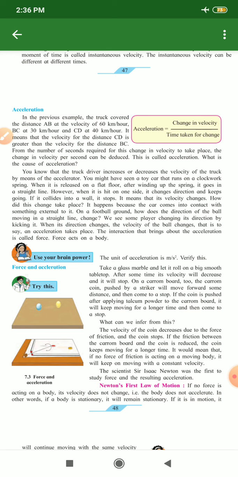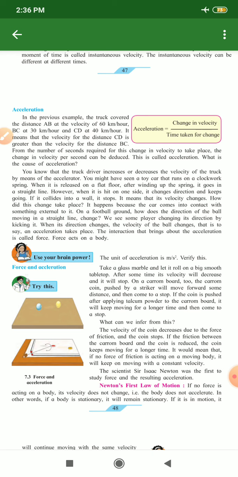Now let us see the formula in the yellow box here. Acceleration is equal to change in velocity upon time taken. You have to learn this formula and also write it. You know that the truck driver increases or decreases the velocity of the truck by means of the accelerator.